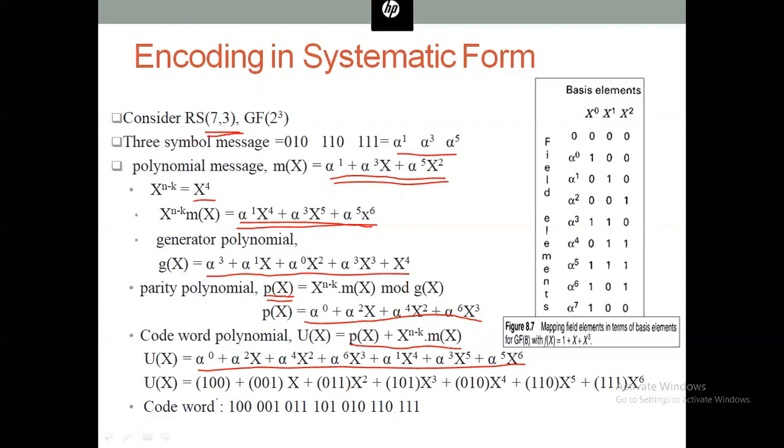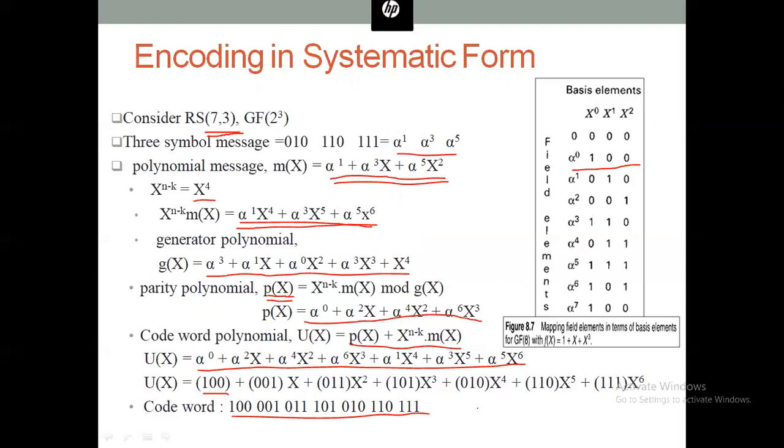That in fact can be written in binary form, where every symbol represents 3 bits from this table, just like alpha naught is 100 and here alpha naught is 100, and similarly we have the code word in binary form. So this in fact is the RS encoder. Now, we have to learn how we calculate the syndrome and how we correct the errors in the code word if they occur due to the channel.